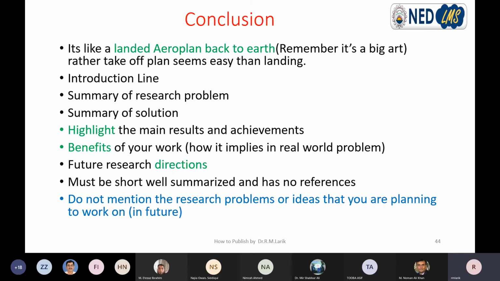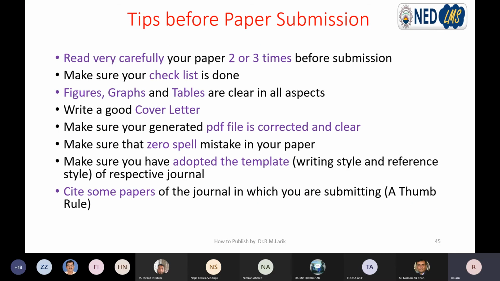Tips before paper submission. Obviously, you have to read the paper very carefully, maybe two to three times. It is also better practice to give your manuscript to your colleagues, your supervisor, and co-supervisor to go through it, and they will give you some corrections, right? Make your figures, graphs, and tables very clear, and your cover letter should be very good and attractive, with a broad picture of your research and why your research is important, right?